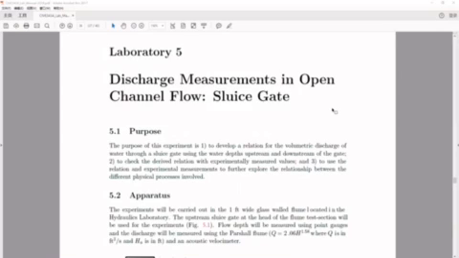So this time we're going to put the water into the channel and manipulate it with the sluice gate. We create a water depth difference and apply the Bernoulli equation to calculate the theoretical value of the flow rate.